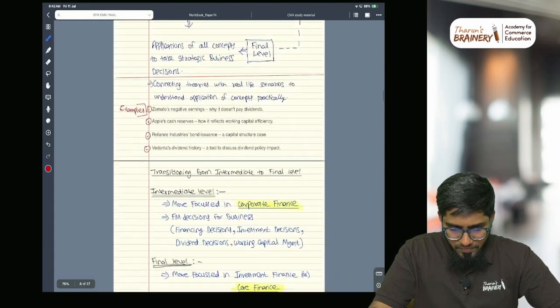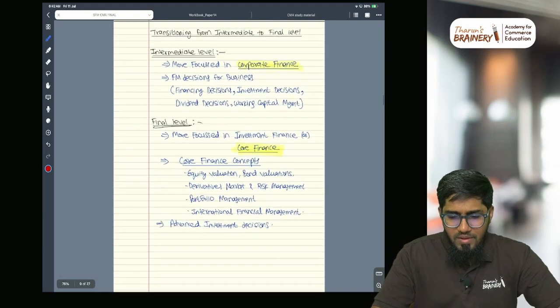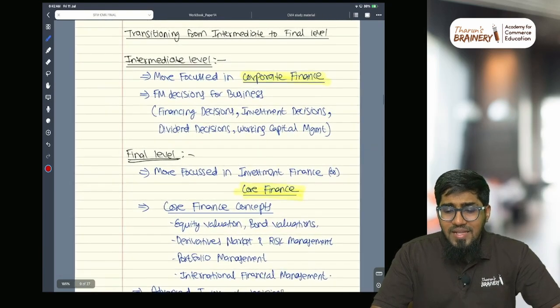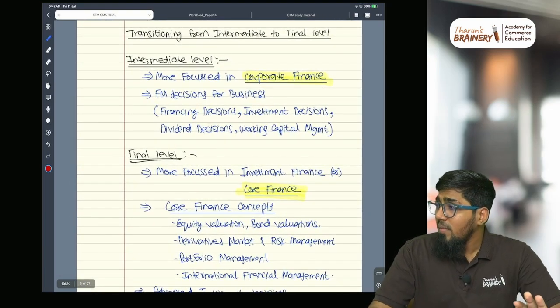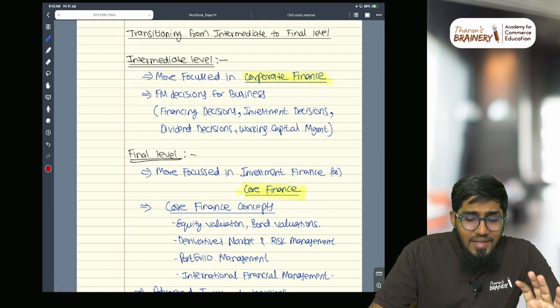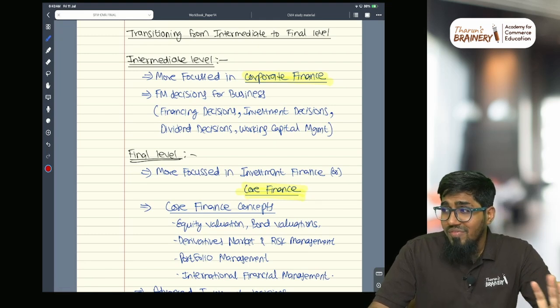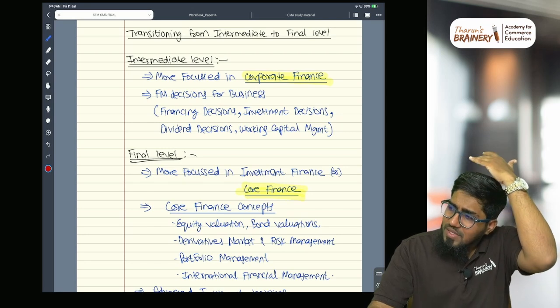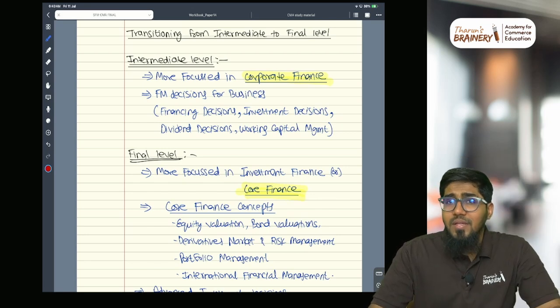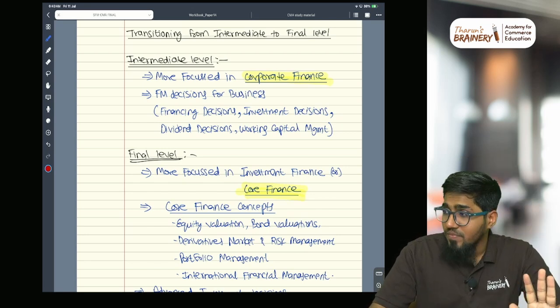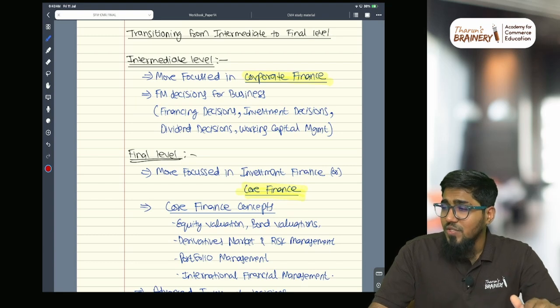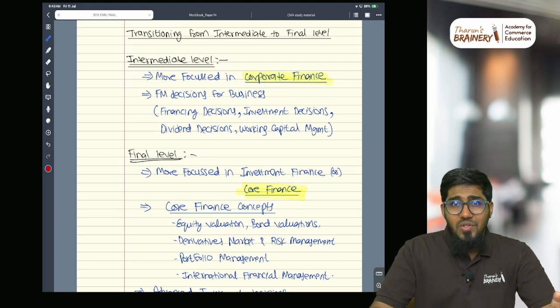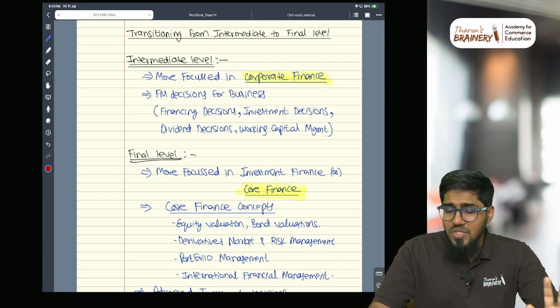Now you see, this is the transition from the intermediate to the final level. At intermediate level, we were more focused on corporate finance. Sir, what is corporate finance? Corporate finance means finance for the business, which means investment decision for the business, financing decision for the business, and then dividend decisions for the business.